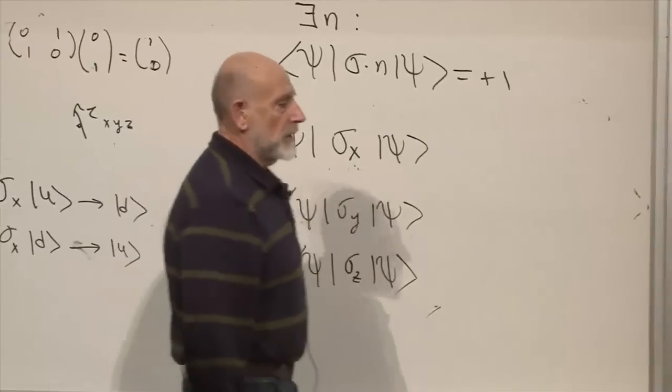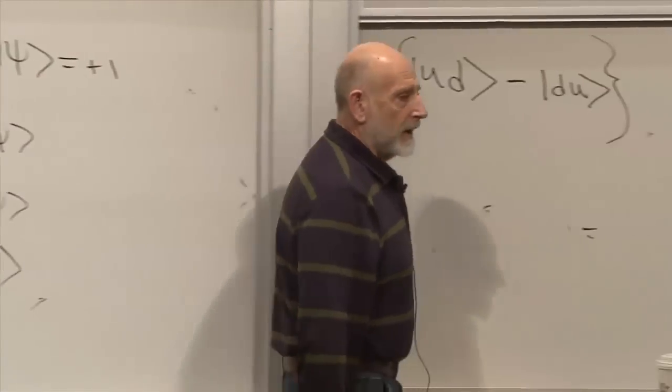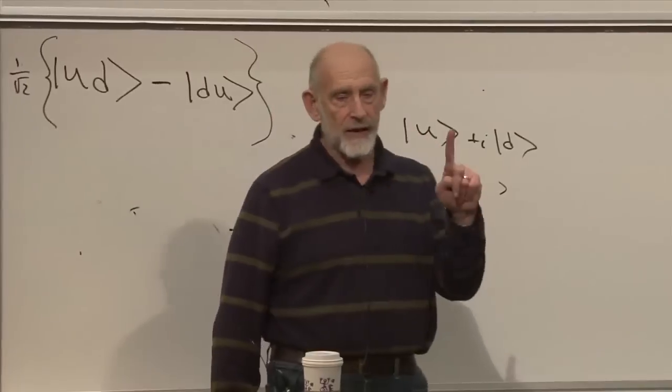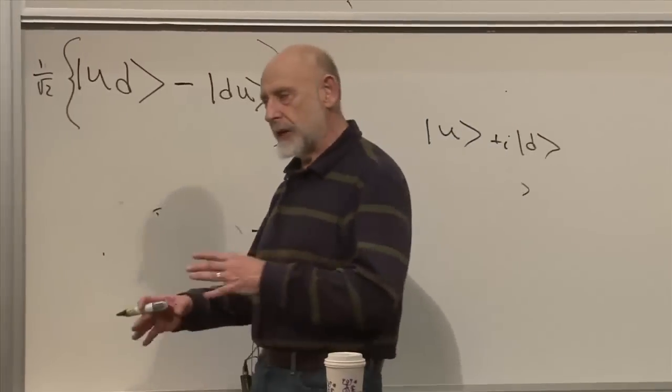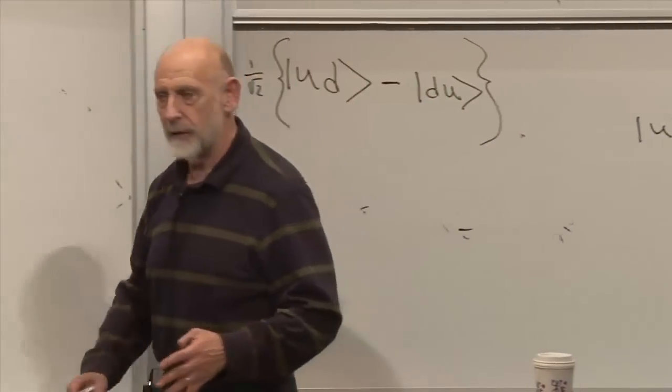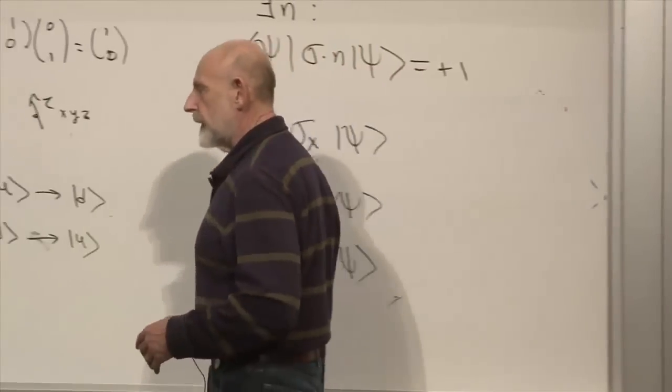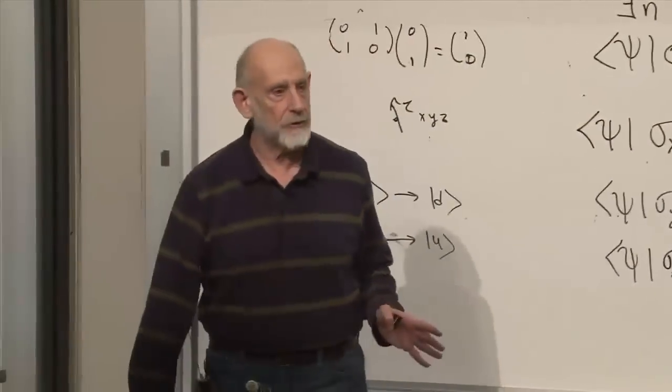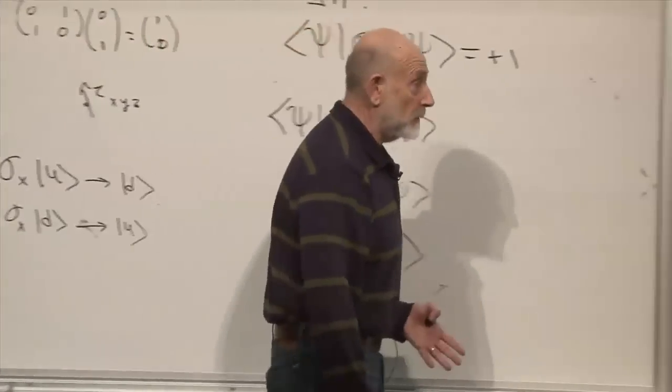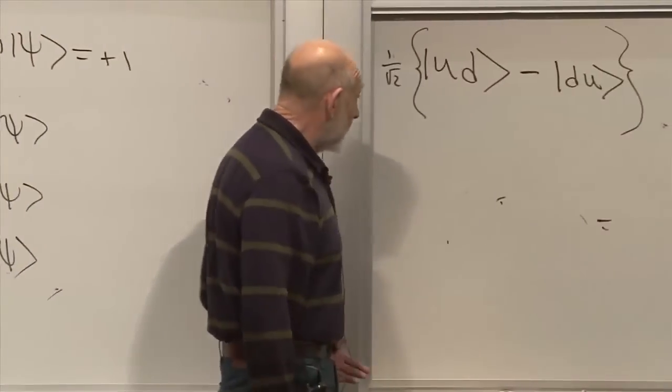So as I said, it's impossible if we have just a state of one spin, isolated by itself, that's been prepared somehow. However it's prepared, there exists a direction in which the spin is definite and not equal to zero.